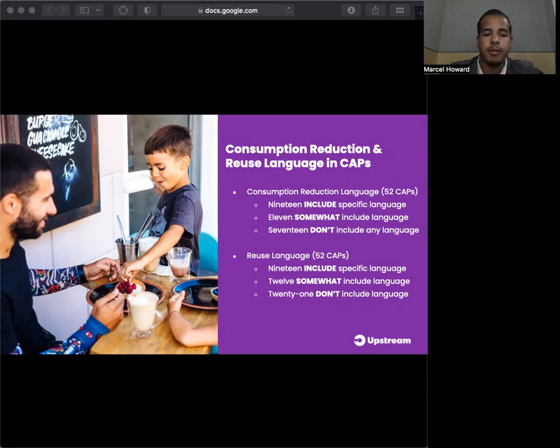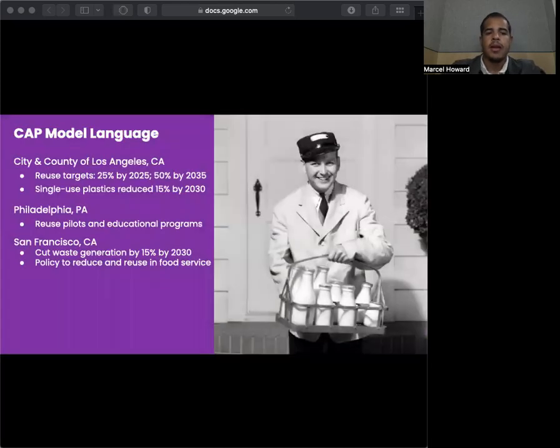And for reuse and refill language, we have Chicago, Jersey City, New Orleans, and St. Louis, just to name a few. Now, the CAP strategies vary widely among plans, but a few cities have proposed model language that should be highlighted. First, the city and county of LA adopted specific reuse targets to help them achieve their CAP goals. One, increase the proportion of waste products and recyclables productively reused and or repurposed within LA County to at least 25% by 2025 and 50% by 2035.